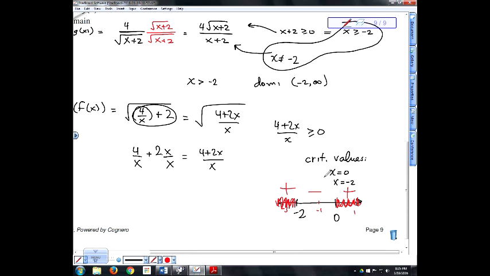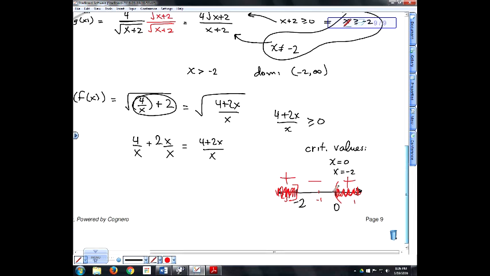Now, we've got to be careful about whether to include brackets or parentheses. Greater than or equal to usually means brackets, but I don't want to put a bracket around 0 because I can't divide by 0. I can't have a 0 on the bottom of a fraction, so I'm actually going to put a parenthesis there. So the interval is from negative infinity to negative 2, bracket, union, parenthesis, 0 to infinity. This is the domain.